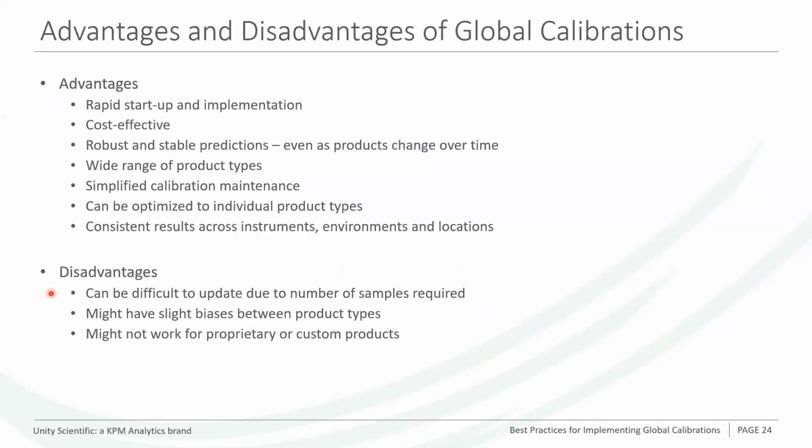Another disadvantage is you might have, or you will probably have, slight biases between the product types. And I don't know, this is really not a disadvantage, but I wanted to emphasize this. Best practices of global calibrations is you should validate each product type that you are going to be analyzing. Make sure that they are dialed in and optimized properly. And the last one is, it might not work for proprietary or custom products. Global calibrations really have their sweet spot with commodities, global agricultural type products.